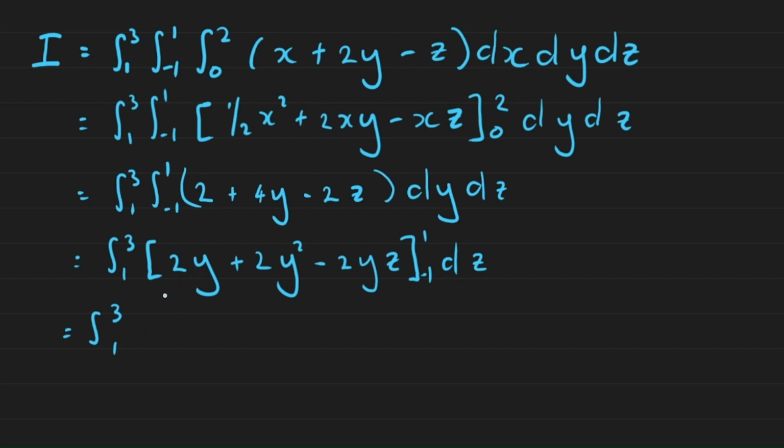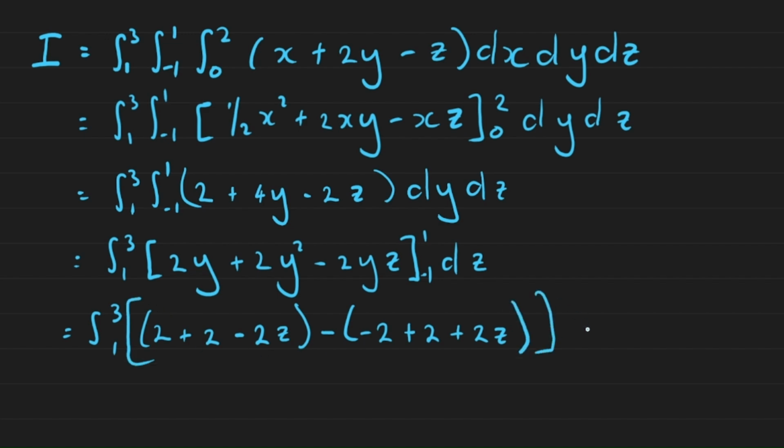We now substitute in 1. So 2 times 1 is just 2. 1 squared times 2 is also 2. And substituting in 1, we are left with minus 2z. Now substituting in minus 1, minus 1 times 2 gives us minus 2. Minus 1 squared is 1, so we still have plus 2. And minus times minus gives us plus, so we have plus 2z. And all of this is still going to be integrated with respect to z.